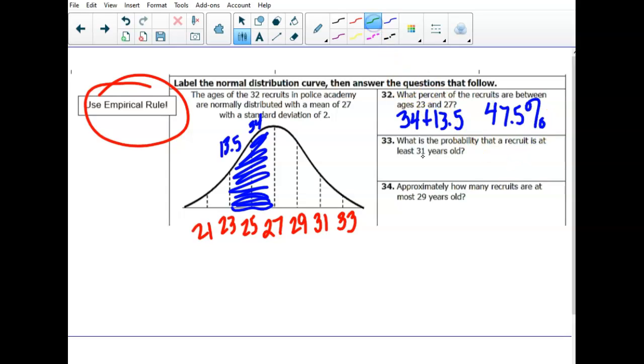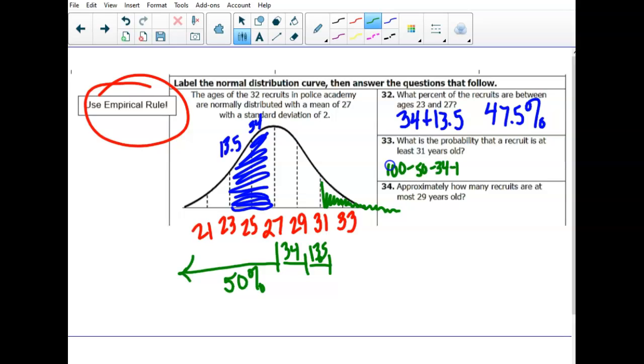What is the probability that a recruit is at least 31? This is where you really need to be careful, because we want to go all the way out to the end. So it's really safer to subtract what we know going this way. This whole half is what? 50%. Then this chunk is 34%. And then this chunk is 13.5. So if we subtract all of that from 100, are we left with 2.5?